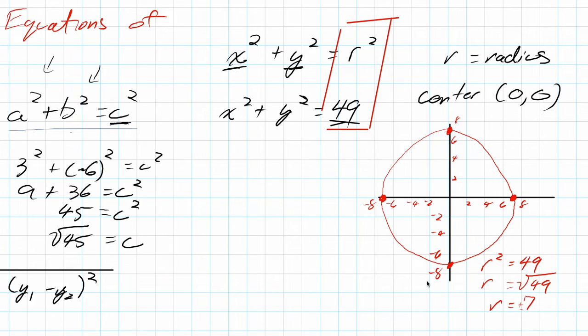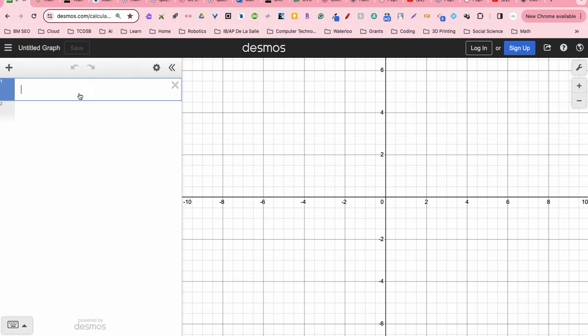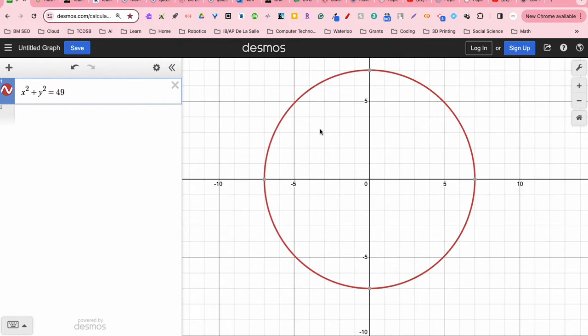And if we jump into Desmos and actually type that equation in, we're going to go x squared plus y squared is equal to 49. Let me zoom out just a little. You see that there's points here. They're all 7s, which means the radius is 7. And that's what's unique about a circle, the distance from the center of the circle to any of the outer points is identical all the way around. That's the radius all the way around.